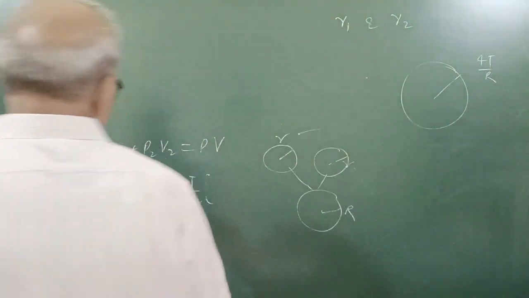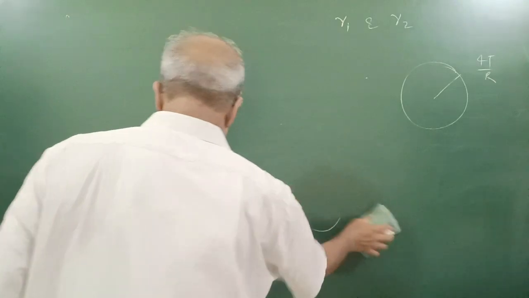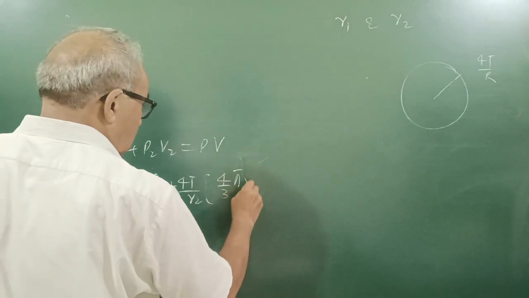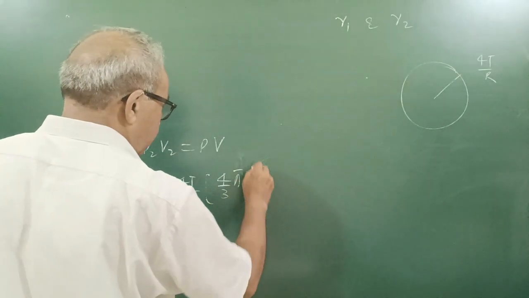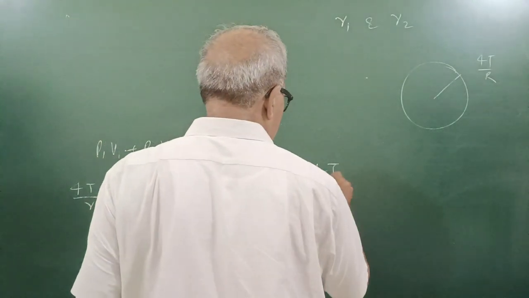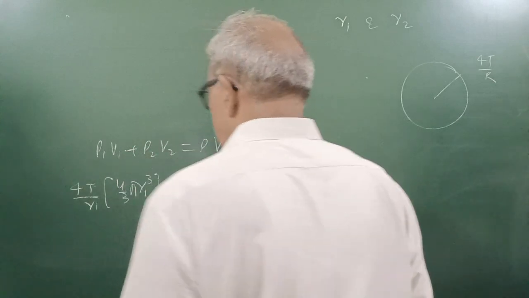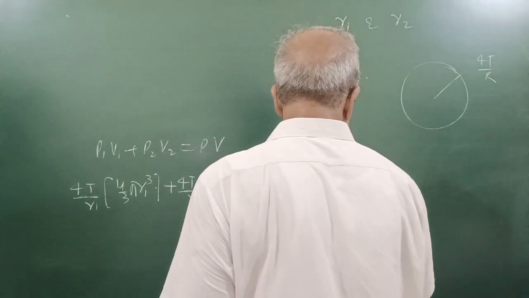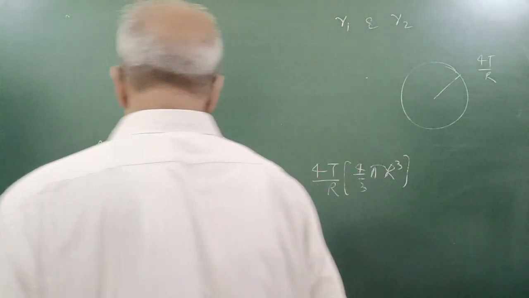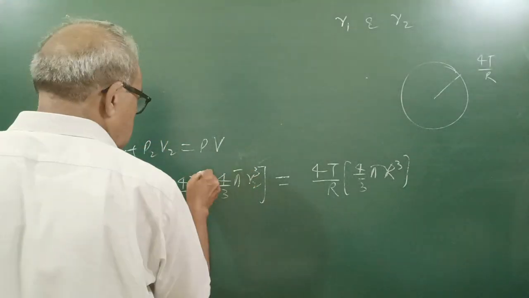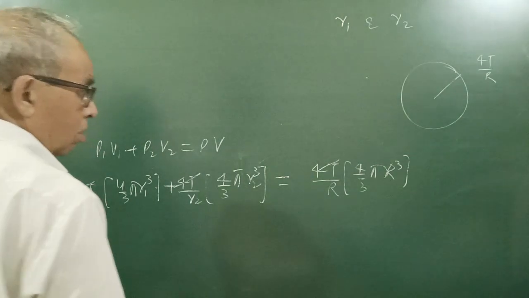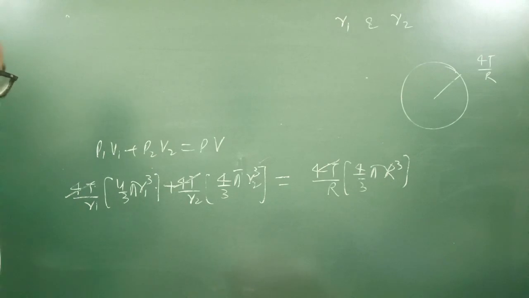So pressure P1 V1 plus P2 V2, into 4/3 pi R2 cube, is equal to P, 4T by capital R, into 4/3 pi R cube. 4T cancels. If I open this bracket here, these 4 pi are also cancelled, 4 by 3 pi cancelled.